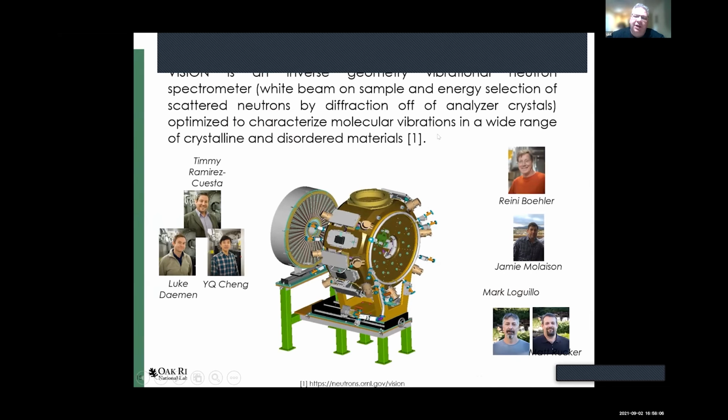I go on to VISION. This is an instrument that's not designed to do a high pressure experiment. However, it is a very efficient inverse geometry vibrational spectrometer. This is the one that looks at vibrations in molecules.